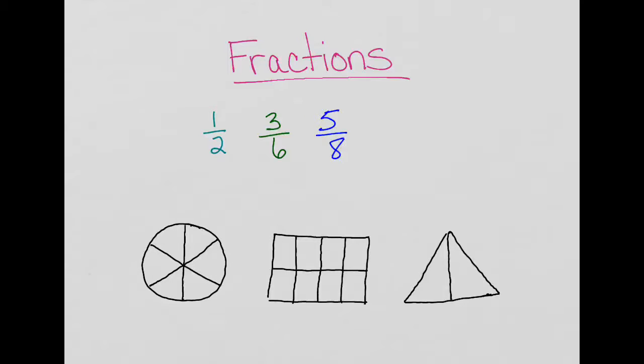Okay, so the first thing we're going to do is look right here at these bottom numbers. Those are called the denominators. But all you need to know right now is that those are the amount of pieces the whole thing is cut into. All right, so let's take a look at this one.